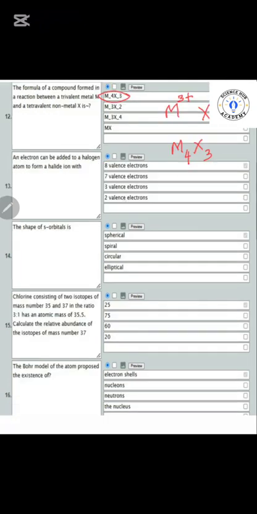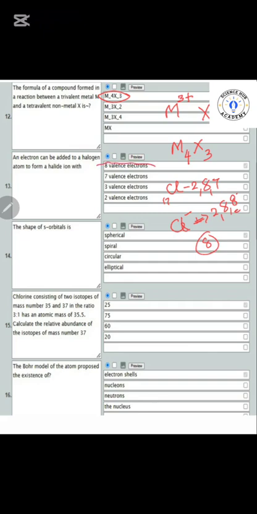Question 13. An electron can be added to a halogen atom to form a halide ion with. So we know generally halogens have 7 valence electrons. For example, chlorine 17 with 2, 8, 7. So when it gains 1 electron, negative, it's going to have 2, 8, 8, which implies that the valence electron becomes 8.